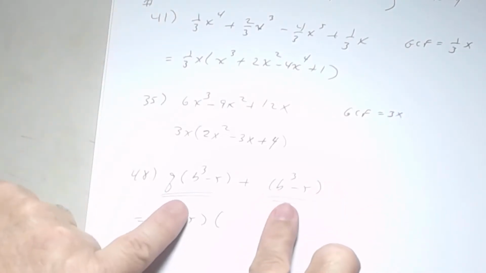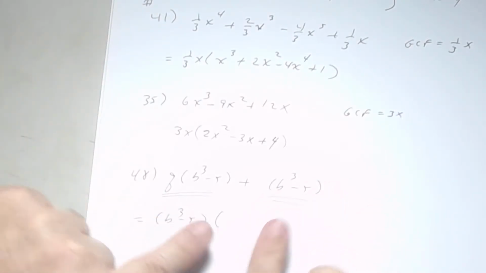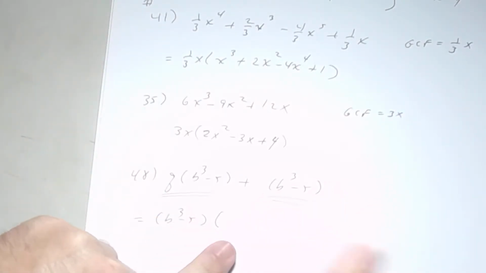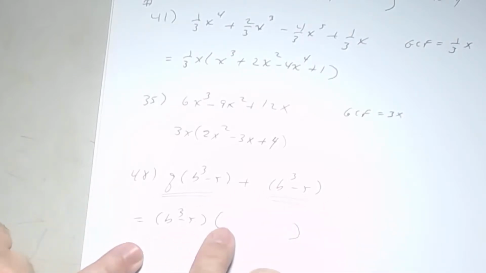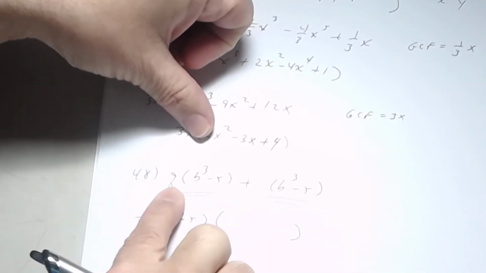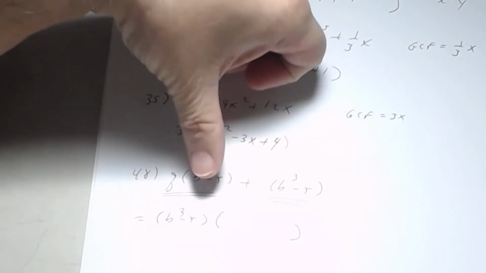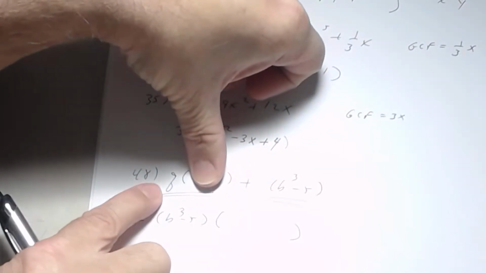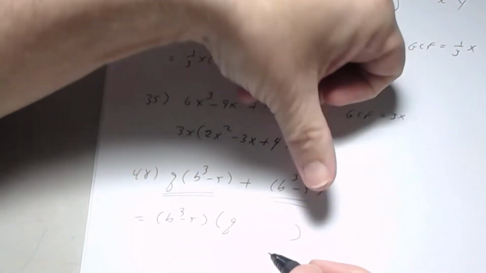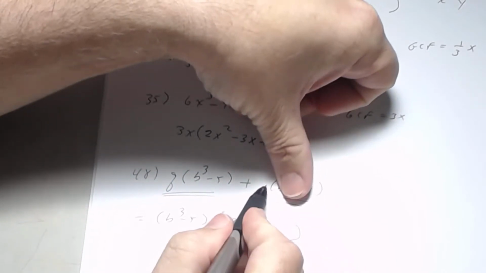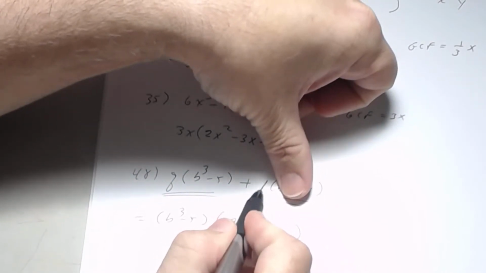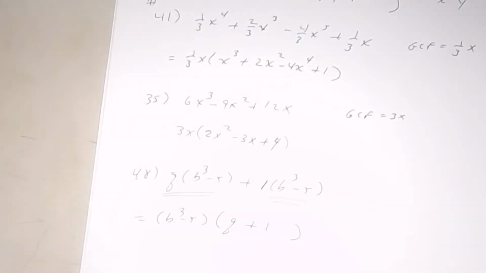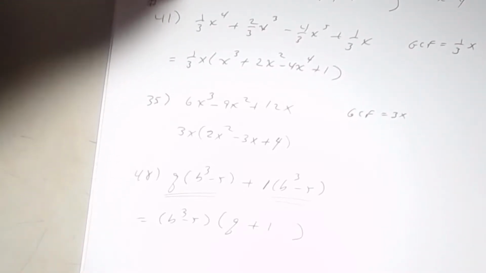Times, now you see I underlined how many things? 2. So how many things will be in parentheses? 2. b cubed minus 5 times what is this thing I have underlined? Q. So all you do is cover up that b cubed minus 5. What's left? Q. Cover that b cubed minus 5 here. What's left? 1. There's no number there, so this is going to be q plus 1. So it's b cubed minus 5 in parentheses times q plus 1. And that's it.